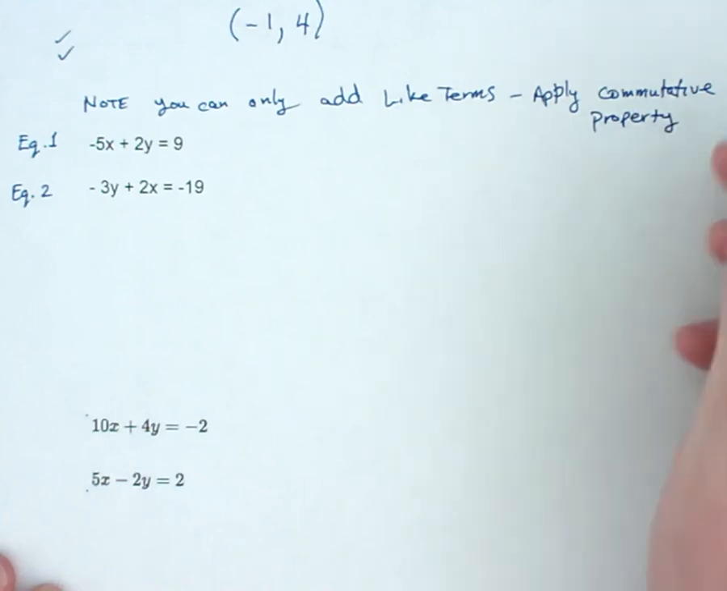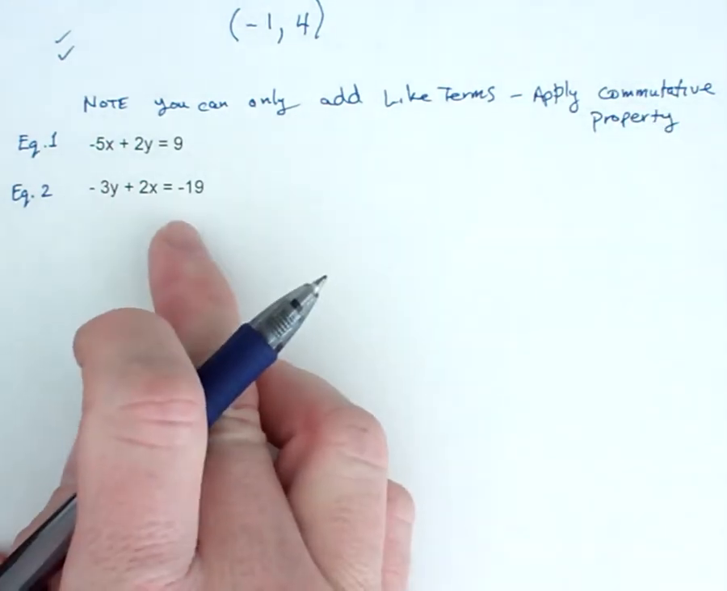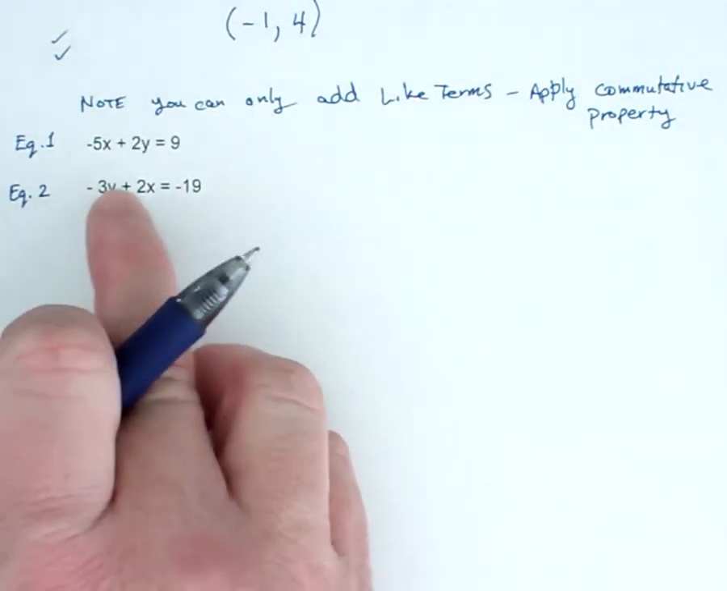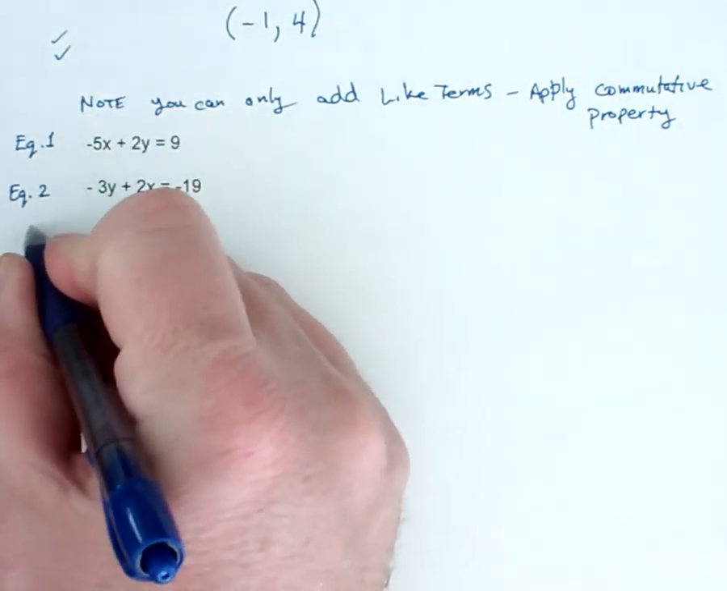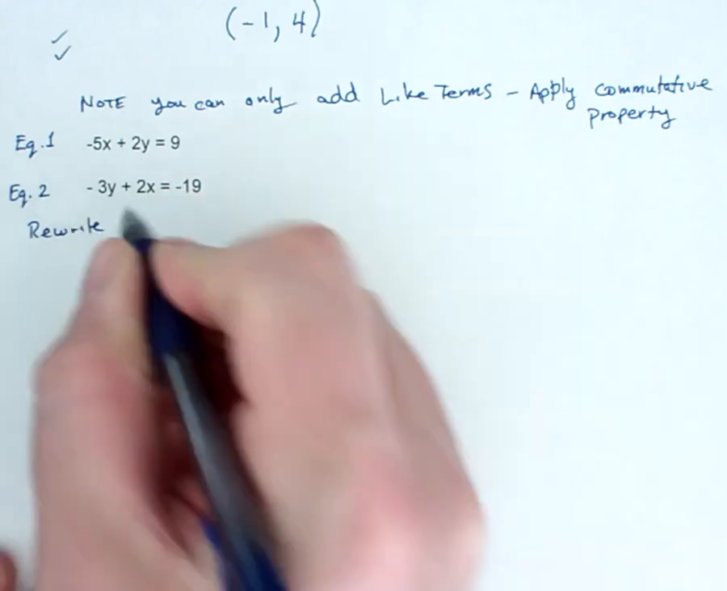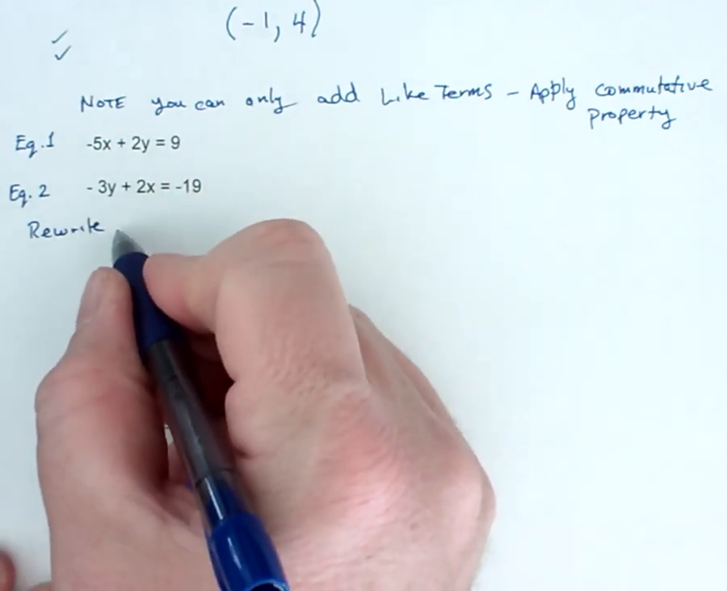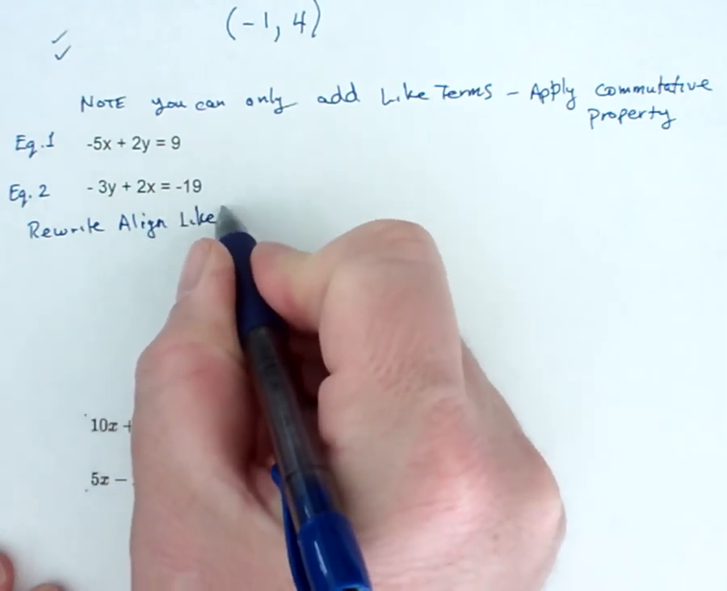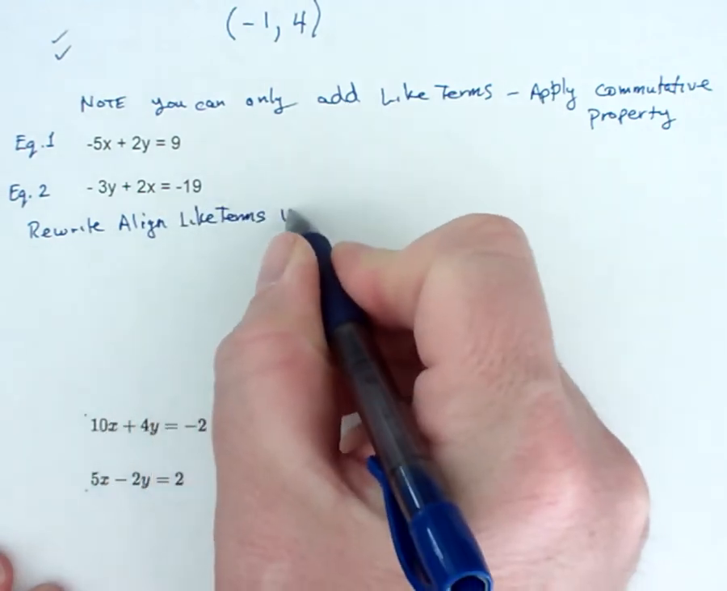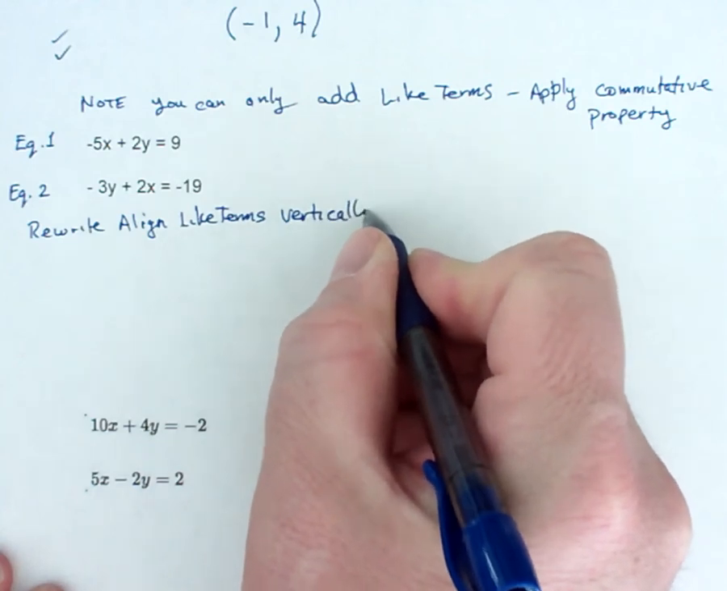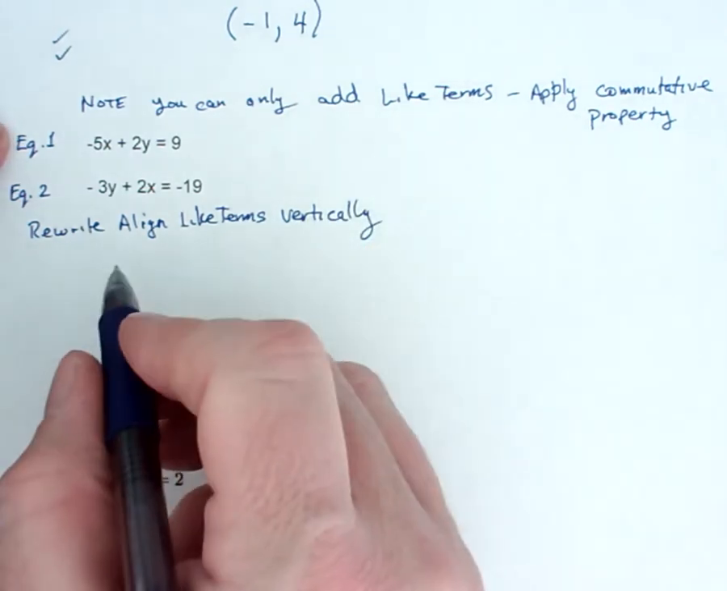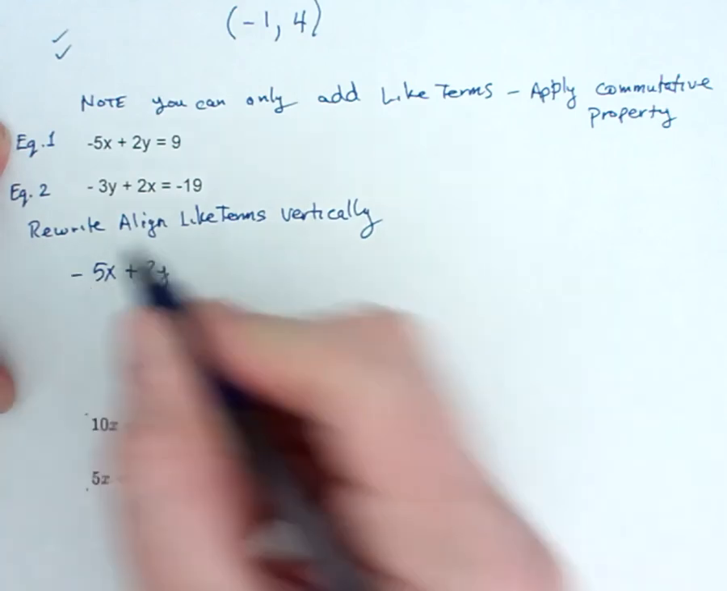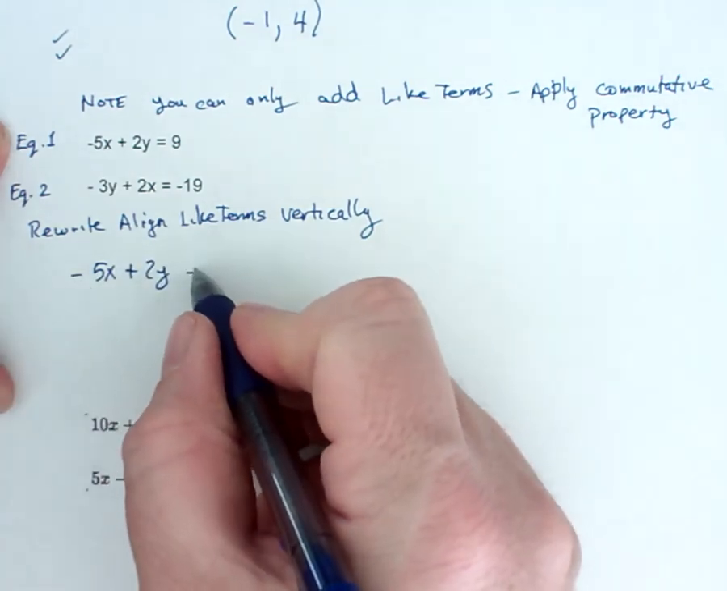Which means I can write these in a different order on the left-hand side. The positive 2x can be written first and then minus 3y. So I'm going to rewrite this, aligning like terms vertically. I'm not going to change equation 1: negative 5x plus 2y equals 9.